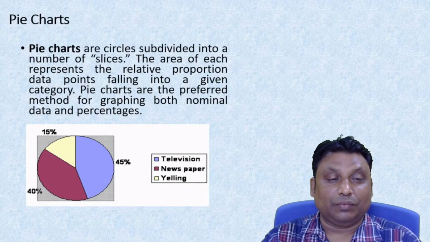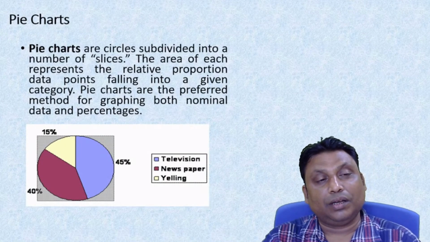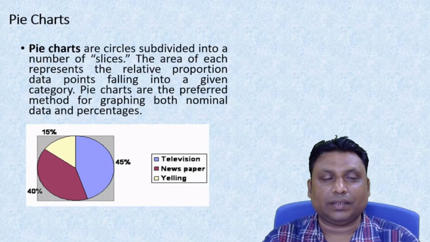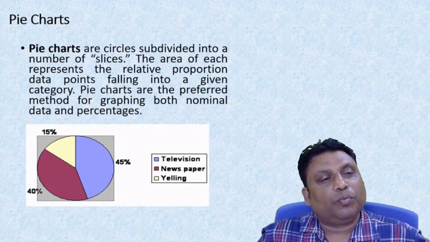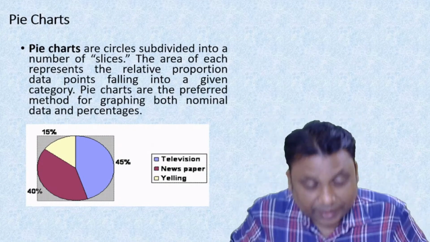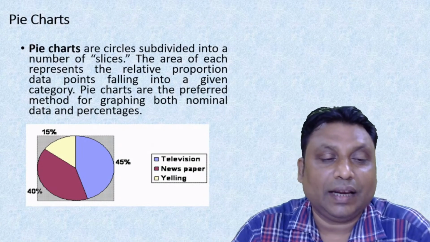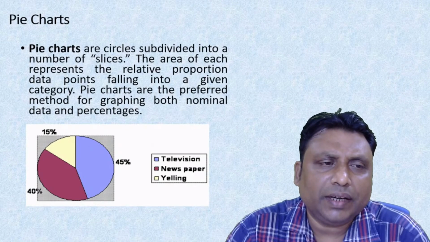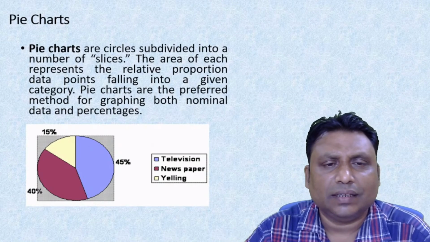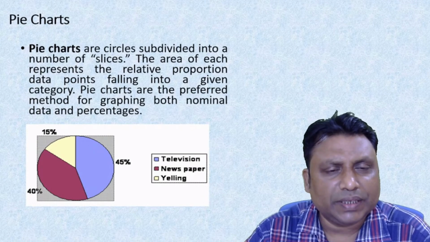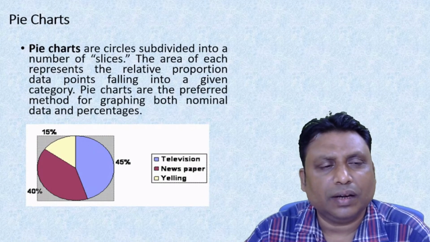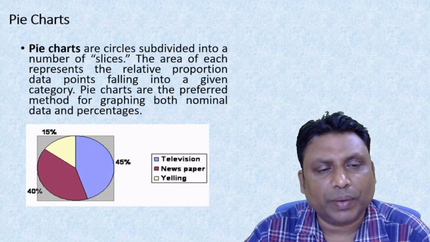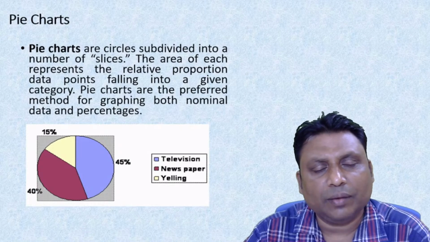Then this is very, very important. When you are doing your research work, and you are going for graphical representation, these three diagrams are the most important. One is the bar diagram, one is the line graph, and another one is the pie chart or pie graph, you can say. Pie charts are circles subdivided into a number of slices. The area of each represents the relative proportion of data points falling into a given category. Pie charts are the preferred method for graphing both nominal data and percentages.